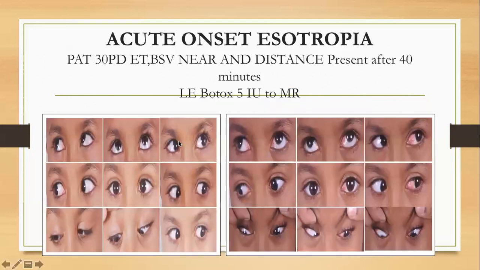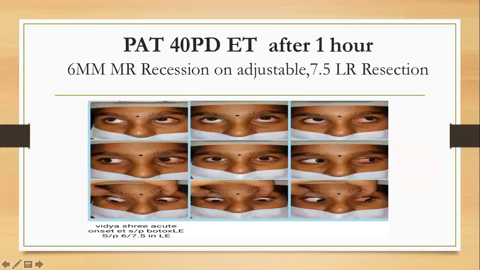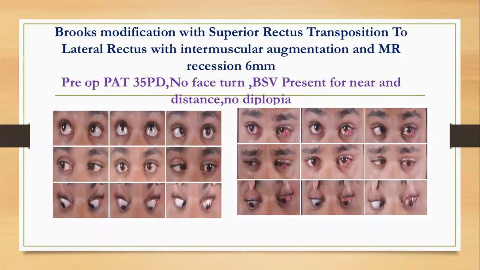Applying this to acute onset esotropia, in this particular patient with 30 prism diopters, BSV at near and distance was present after 40 minutes. So a left hypotropia of 5 international units was given to the MR muscle, and postoperatively the patient had good BSV with no diplopia. In this patient of acute onset esotropia, after PAT, an angle of 40 prism diopters was measured after 1 hour. So the patient underwent 6 mm of MR recession with adjustable suture along with 7.5 mm LR resection.